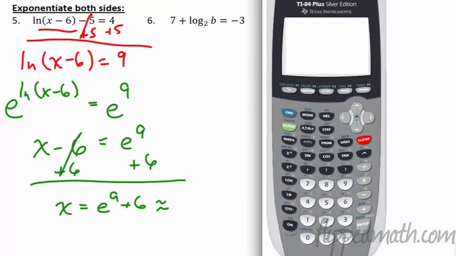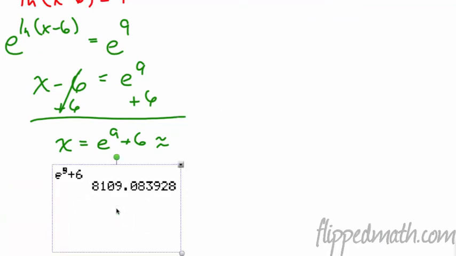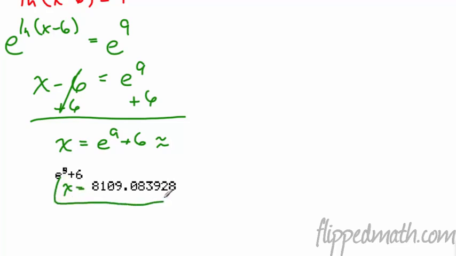let's pull up the calculator. Okay, here's our trusty friend Cal. We look above the natural log button here. We have e to the, and it tells you right there, 9th power, and oh, we need to add 6. Let's not be crazy. 8,109. And remember, we're going to go out 4 places just to keep things real. So our answer here is x equals 8,109.0839. We're going to end it there. There you go. That's what x equals right there.